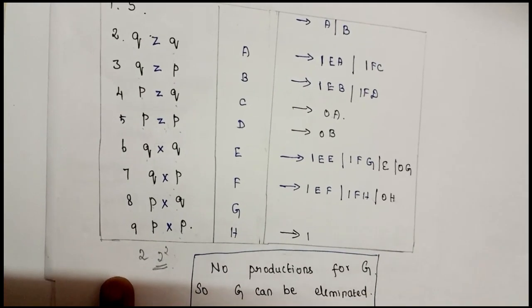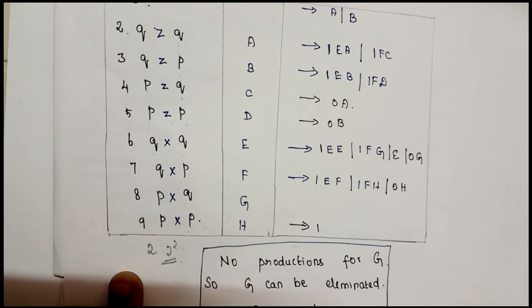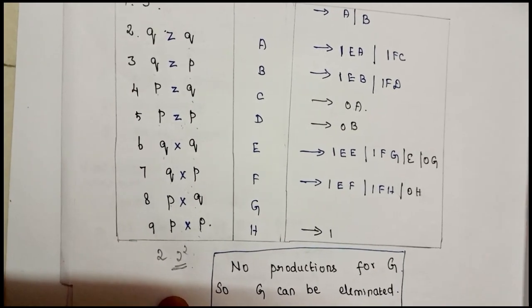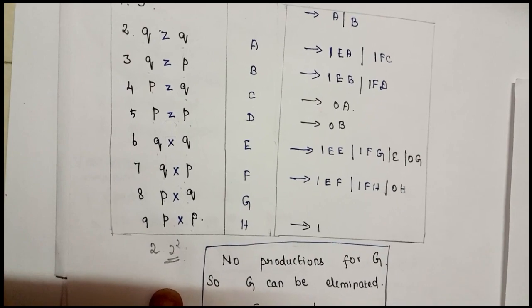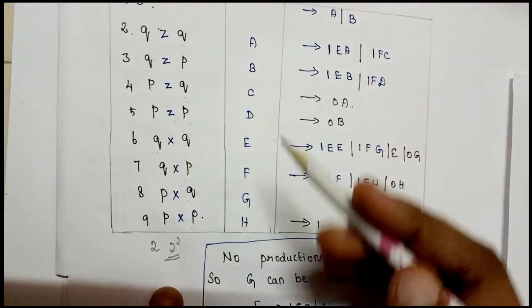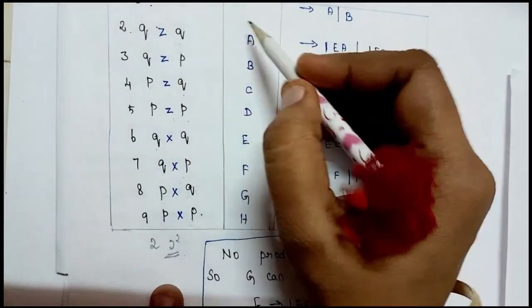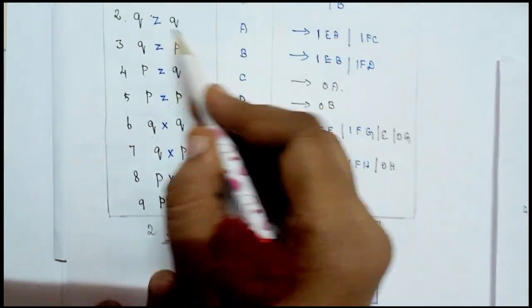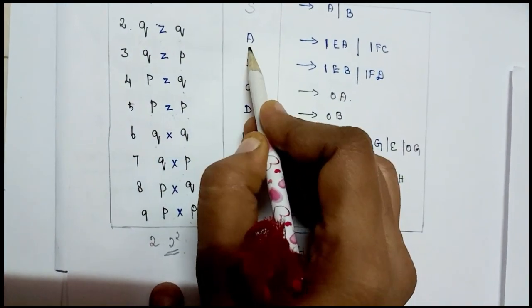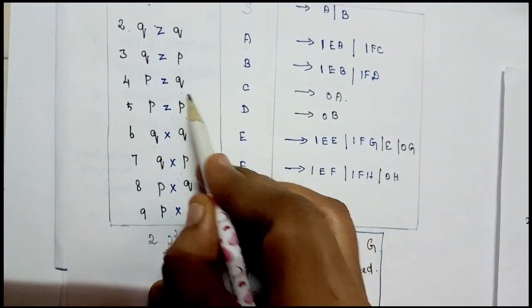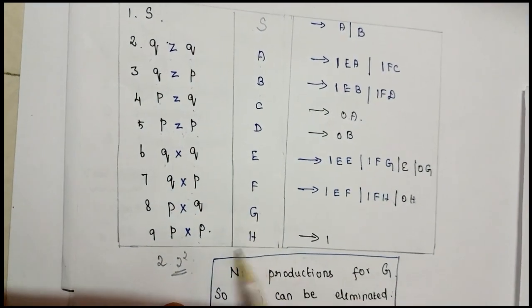Now we have to see the productions one by one, and replace the production variables by the new names. The new names are given here. This S is taken as such. QZQ is represented as A. The next ones are B, C, D, E, F, G, H.